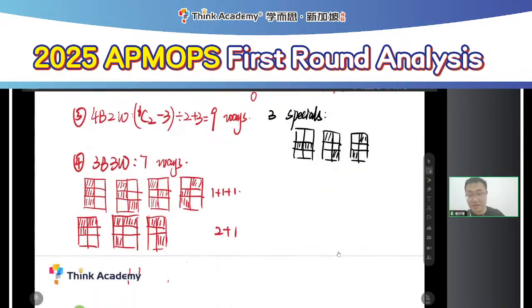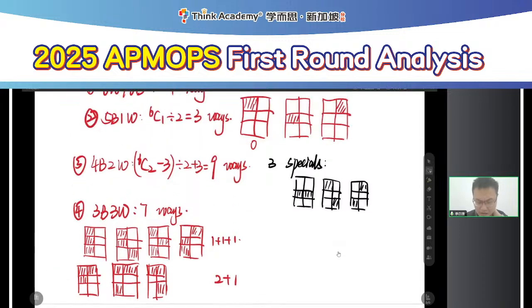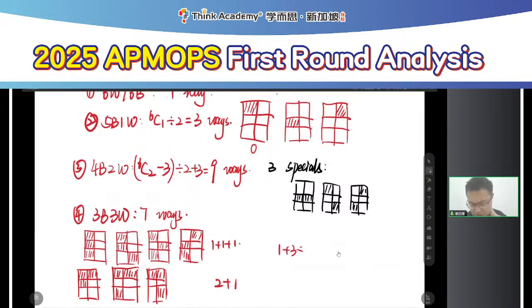Let me check if these 7 are different. Yeah, obviously these 7 are different, so we cannot use rotation or flipping to make them the same. So now we have 7 ways instead of 10 ways. So we should consider some extra cases about flipping. Totally we should have 1, 3, 7, 9, which is 20 ways.